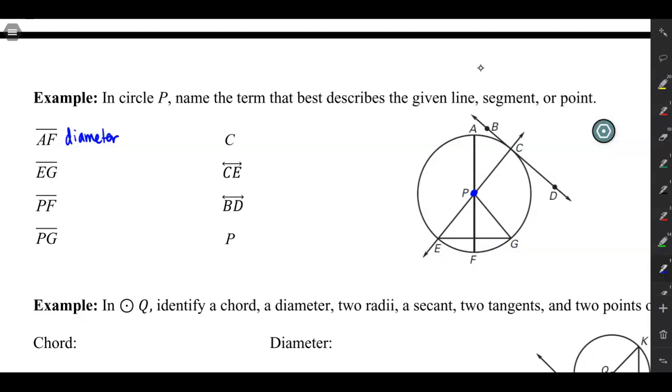Okay, let's look at EG. So EG has 2 points that lie on the circle, and they do not pass through the center. So this is just going to be a chord.